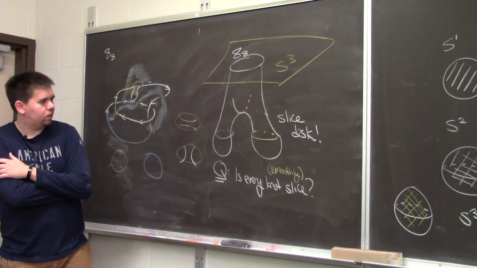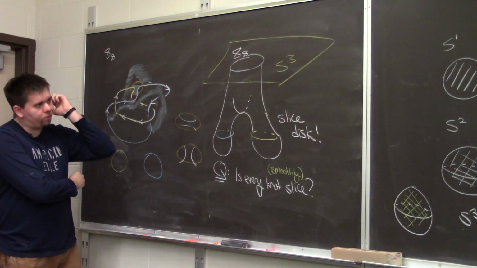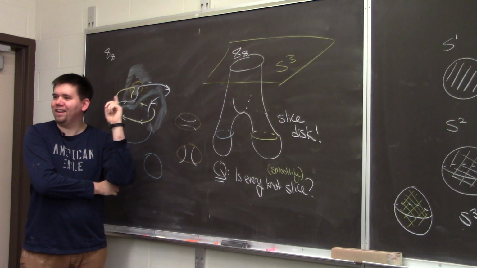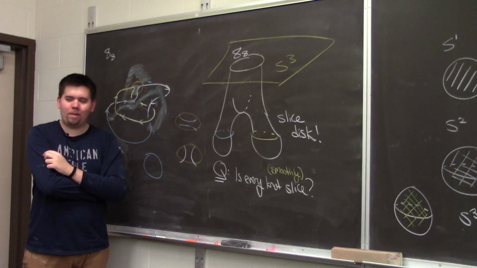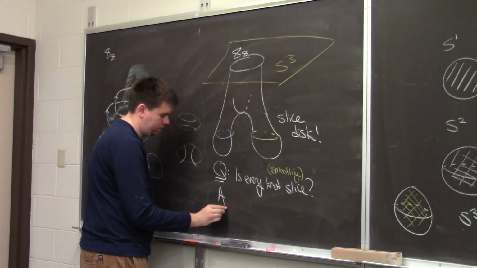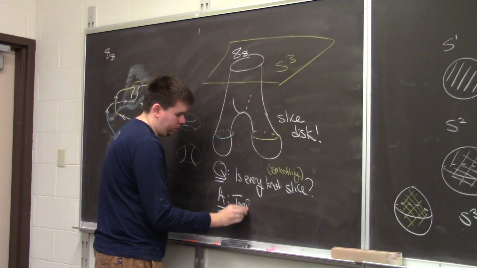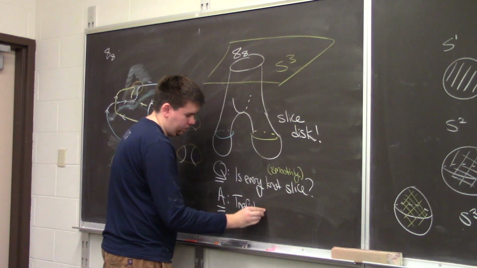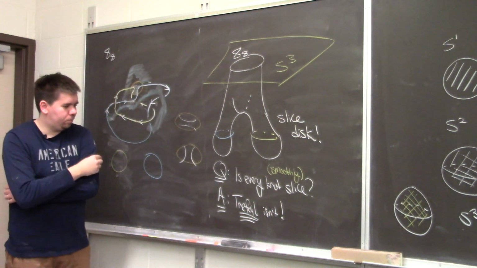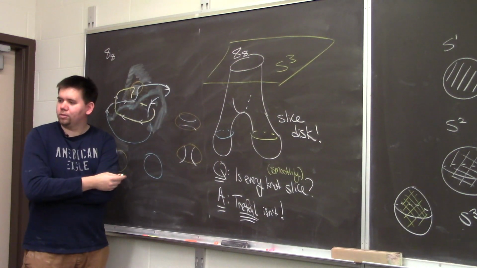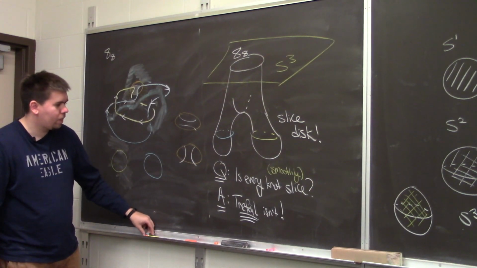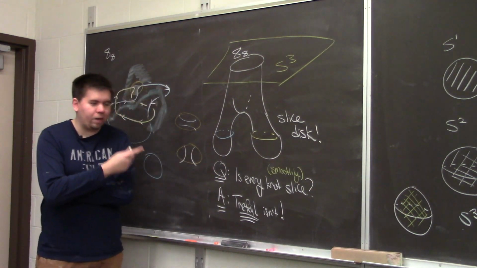Well, it seems like we have pretty good evidence so far that it is. But the fact that I didn't begin with the trefoil, and I instead began with these more complicated knots, probably suggests that maybe this doesn't work for the trefoil. And in fact, it doesn't. Answer, no. The trefoil isn't. And by the end of the next lecture, we'll be able to see why it's true. But I won't be able to prove that today. But trefoil isn't slice.